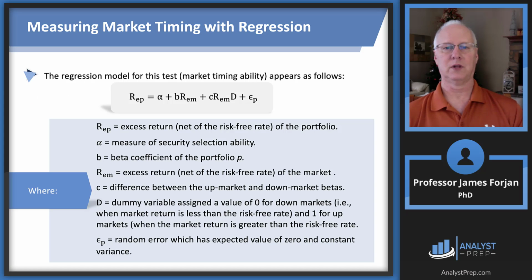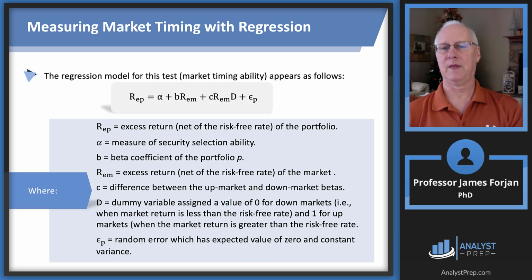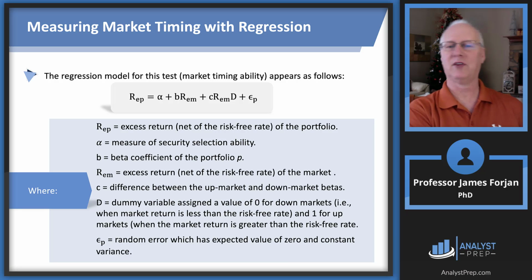All right, so notice, let's go back here. B is the beta coefficient, just like we've always had it. Alpha is a measure of alpha. In this case, it's going to be security selection. And then C is going to be the coefficient that is the difference between the up and down markets. So we're going to assign a value to the dummy of 0 for down markets and a value of 1 for up markets. And then that coefficient C is going to tell us whether or not LeBron is sensitive to whether or not he makes or misses a foul shot.